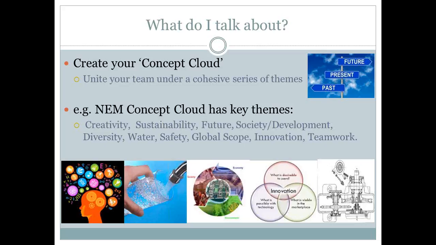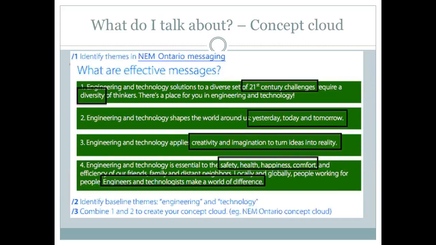And teamwork in engineering. These are all different stories that we want to tell about engineering, because we know that these are the most effective messages. And I hope that all of you have seen these before, about the messages that are most effective.